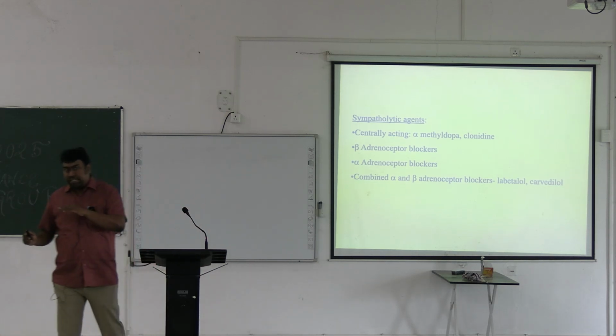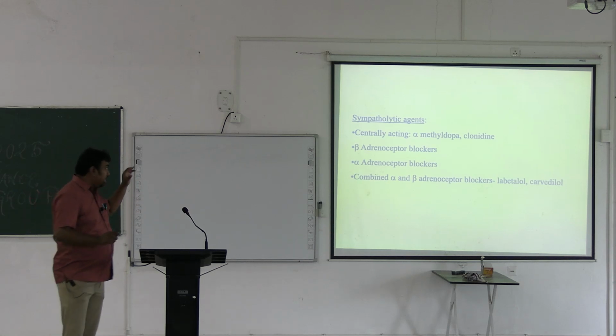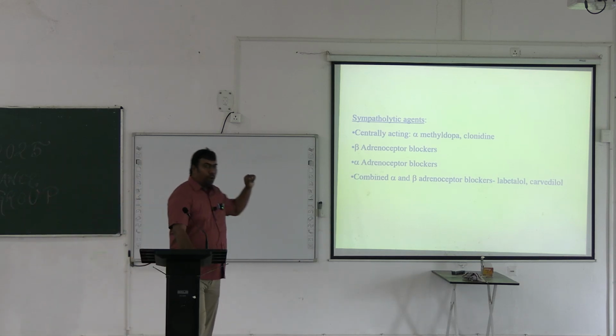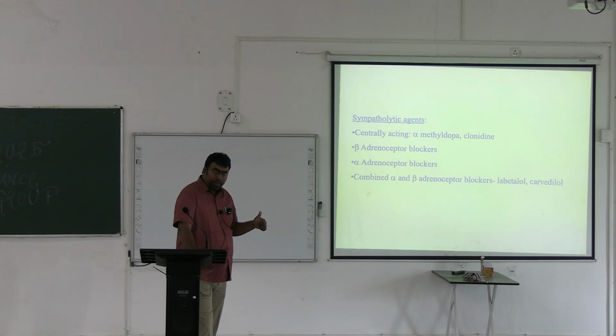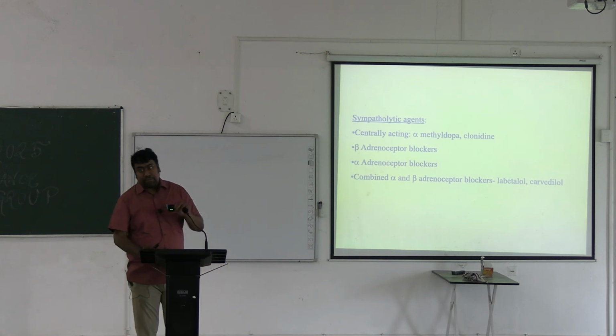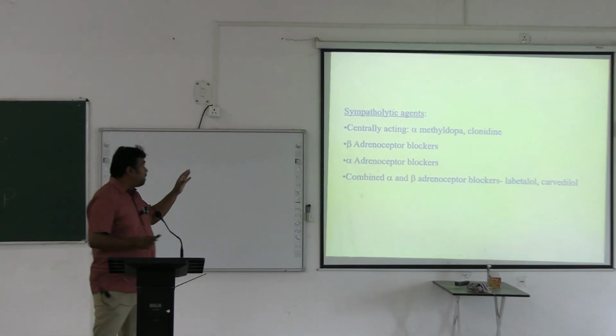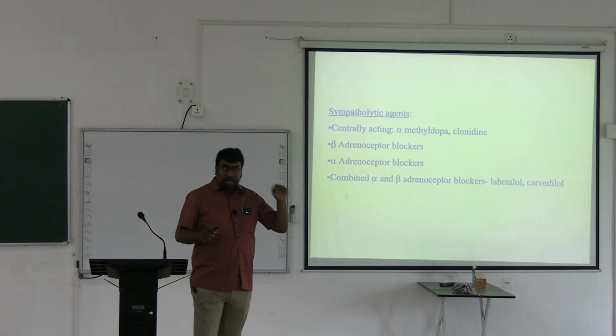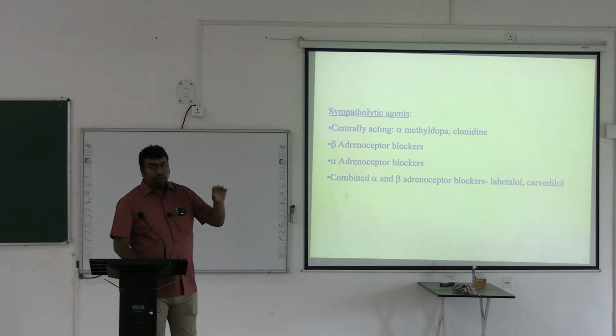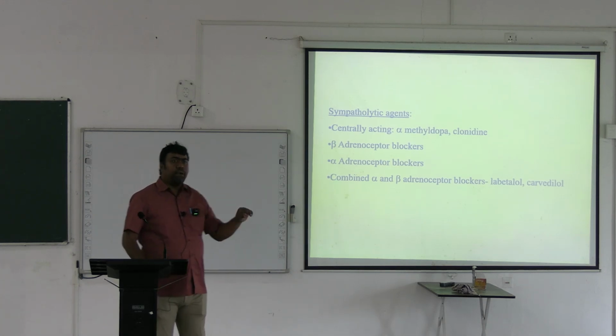For MCQ purpose, sympatholytic antihypertensive drugs combine the centrally acting ones like methyldopa and clonidine. These are sympatholytic drugs that can be used as an antihypertensive. Then alpha blocker, beta blocker and alpha plus beta blocker. Why is it important? It can be given as an MCQ. Understand? Methyldopa, clonidine, along with some beta blockers.